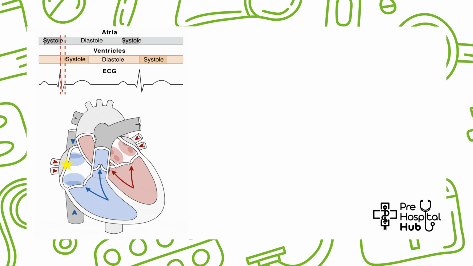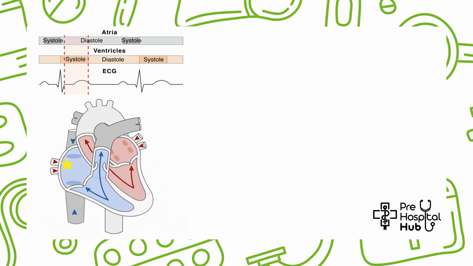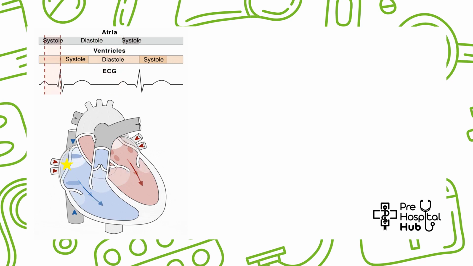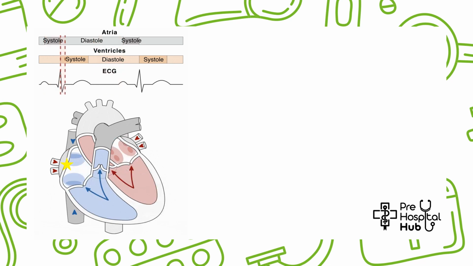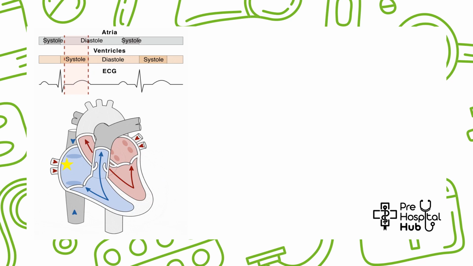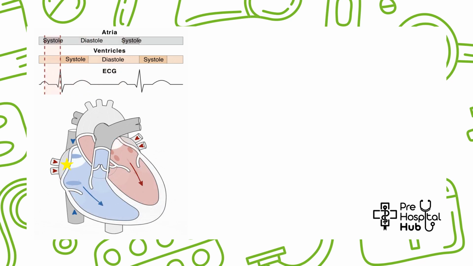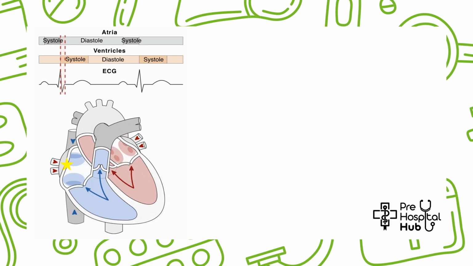So, as mentioned, P waves represent atrial depolarisation. In normal circumstances, the right atrium contracts just before the left atrium, as the SA node is positioned closer to the right atrium. The combination of right and left atrium contraction forms the P wave.